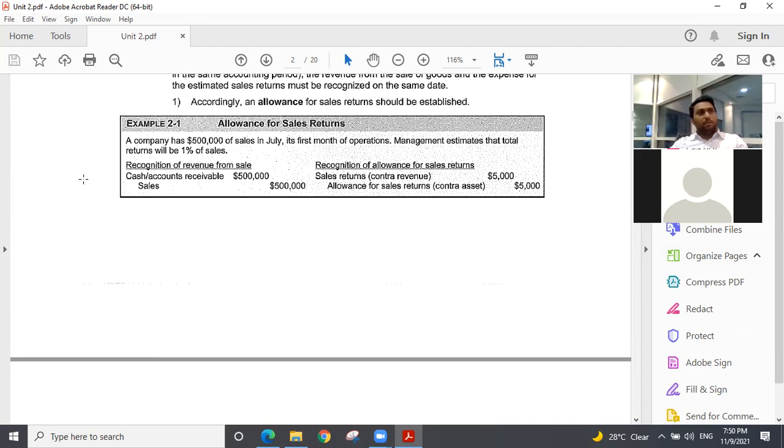So what do you mean by contra revenue? Any idea about that? Contra revenue means, yeah, come on. It will show on the income statement: revenue minus the sales returns. Yes, on the revenue side, it will show as a minus figure. Clear? In the inside line, not in the outside line. So we will have sales, then minus sales return, then you will have the net sales outside. That's what contra revenue is.